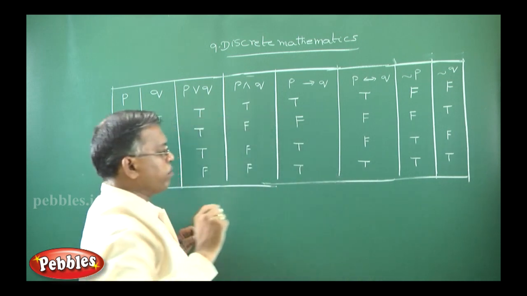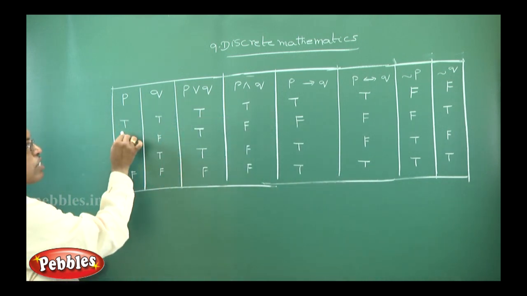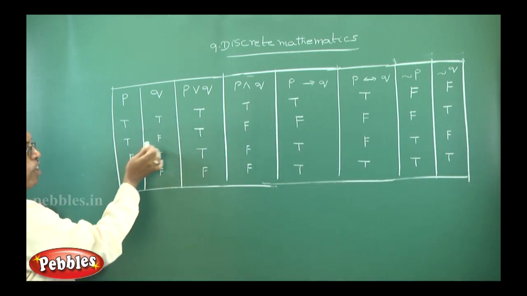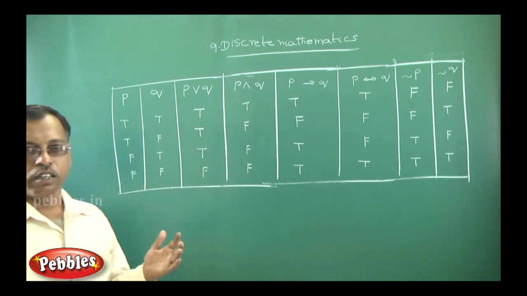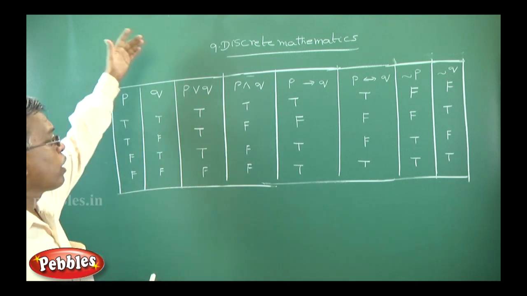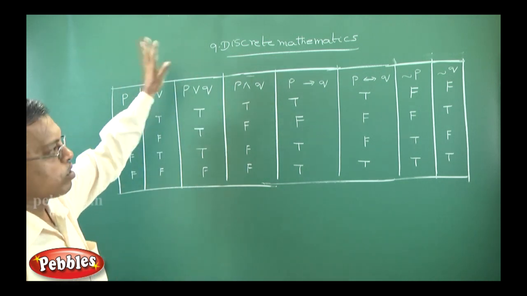So, listen one more time. These values do not change: true, true; true, false; false, true; false, false. They will give it, or you have to assume like that only. Then they will ask you to frame the table like this, or some other value also they will ask.